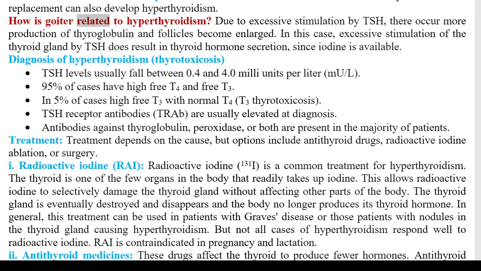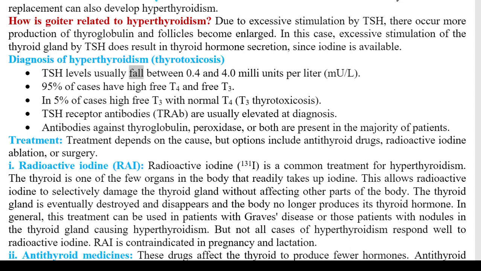How is goiter related to hyperthyroidism? Due to excessive stimulation by TSH, there is more production of thyroglobulin and the follicles become enlarged. In this case, excessive stimulation of the thyroid gland by TSH does result in thyroid hormone secretion, since iodine is available. Diagnosis of hyperthyroidism, thyrotoxicosis.